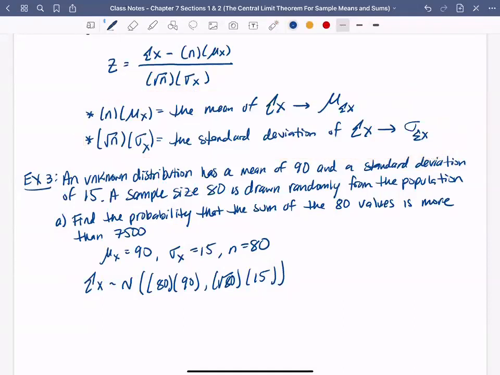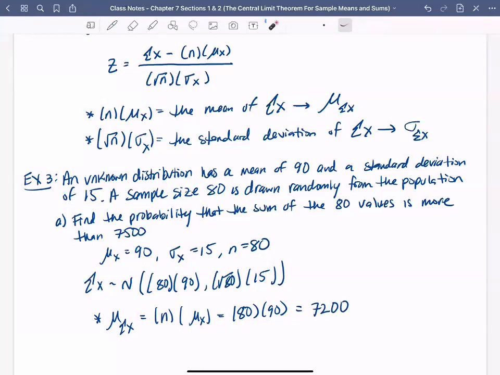So our mean of our summation, oops, I should probably write the mean, not just the summation. Our mean of the summation is n times our mean of x, which in our case is 80 times 90, and 80 times 90 will give you 7,200.